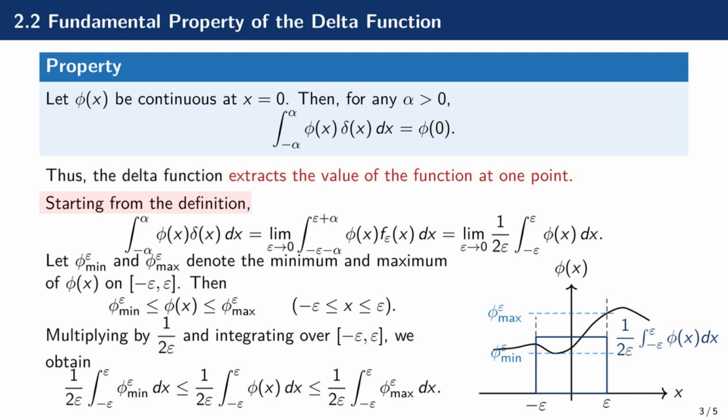To understand this, we use the approximation. We replace delta with f_epsilon. Then we take the limit as epsilon goes to 0. Now we consider a bounding argument on the interval from minus epsilon to plus epsilon.